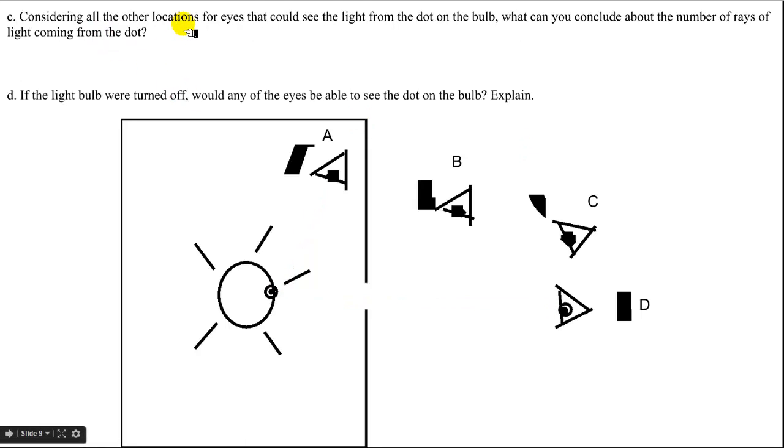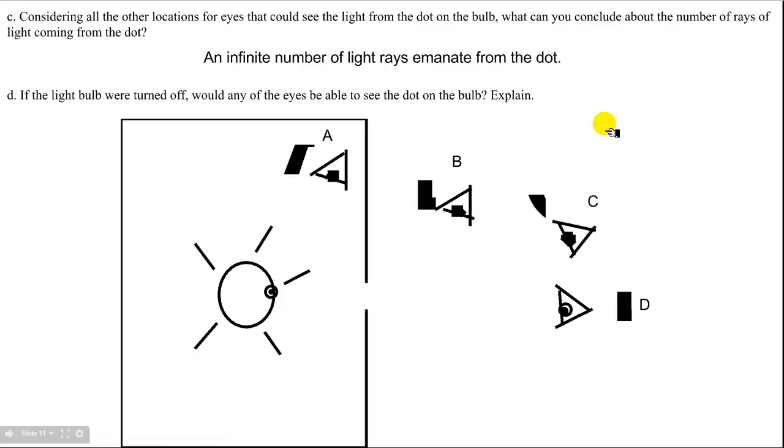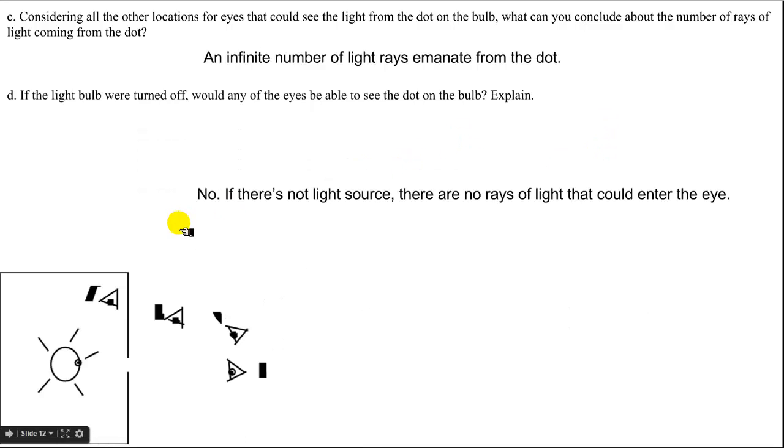Considering all the other locations for eyes that could see the light from the dot on the bulb, what can you conclude about the number of rays of light coming from the dot? Well, there are an infinite number of light rays emanating from the dot. Okay, if the light bulb were turned off, would any of the eyes be able to see the dot on the bulb? Well, obviously not. If there's no light source, there are no rays of light that could enter the eye.